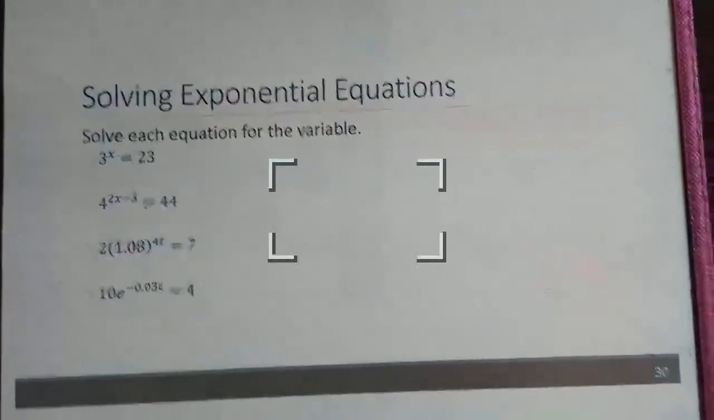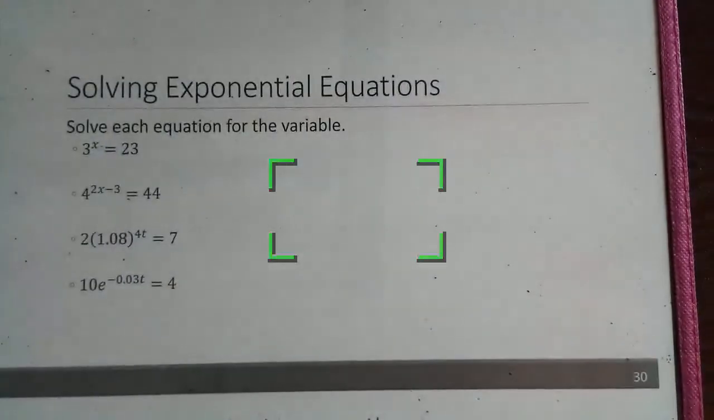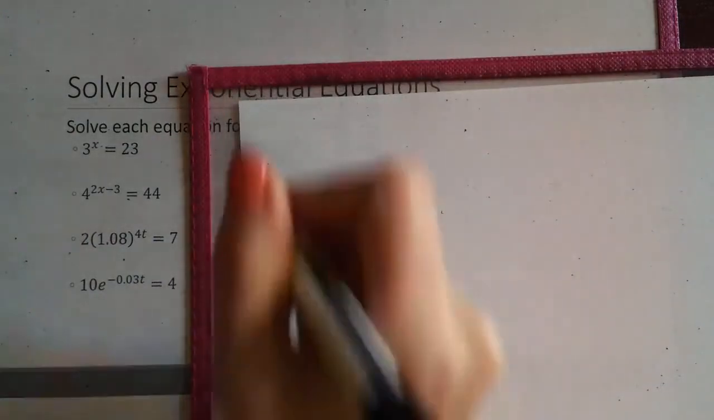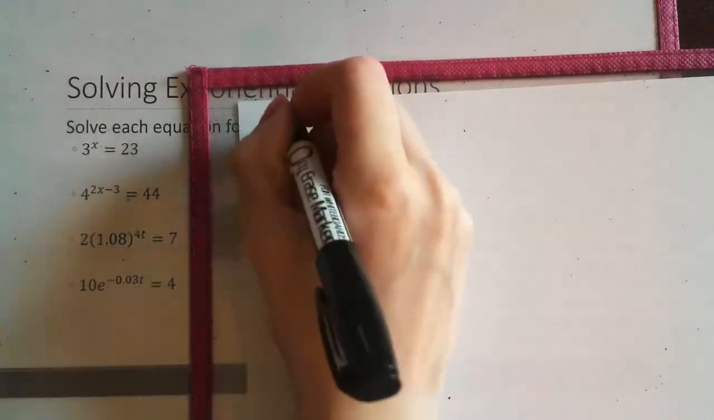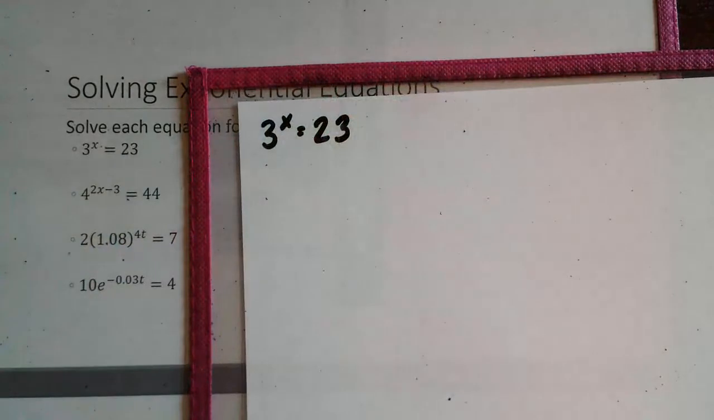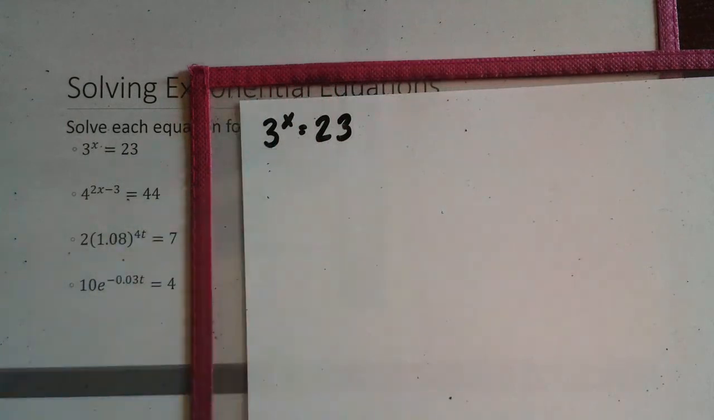So here I have 4 examples of some exponential equations we're going to solve. I'm going to pull out a separate sheet of paper so that I know I have plenty of room, because I have a feeling it's going to get close sometimes. So first up we have 3 to the x power is equal to 23. So the first step of solving exponential equations is to get the exponential by itself if possible. 3 to the x, it's by itself. We're looking good. Now we're going to take the logarithm of both sides.